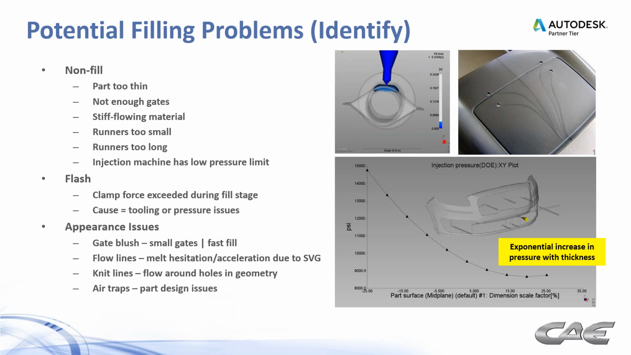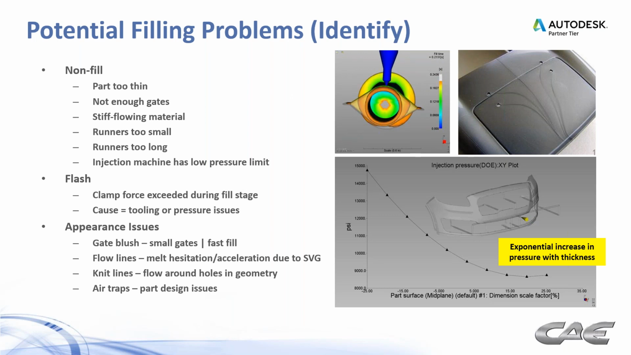The part's too thin, or maybe we don't have enough gates. Maybe we have a very stiff flowing material. Maybe our runners are too small, or maybe the runners are too long. Maybe the injection molding machine has too low of a pressure available. So all of those things, we can use Moldflow to identify what's causing a particular problem, in this case non-fill, and then go about figuring out what it's going to take to fill the part.